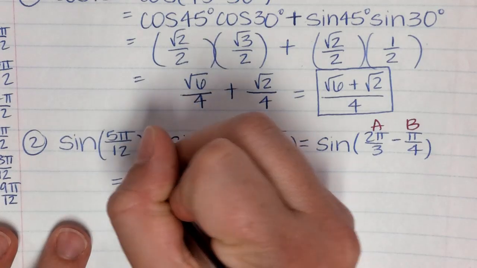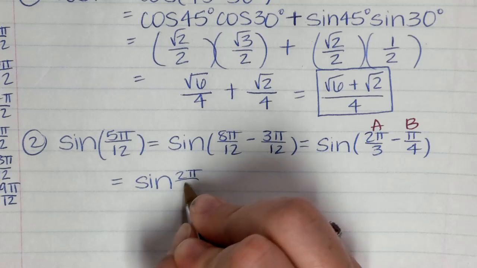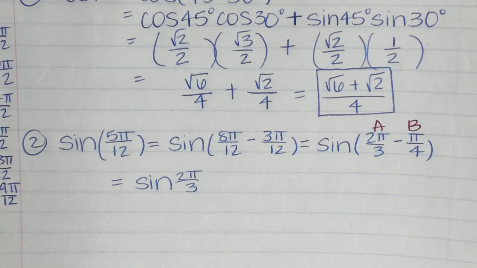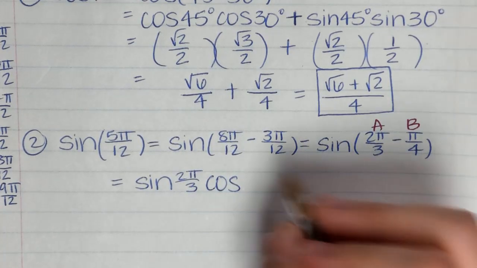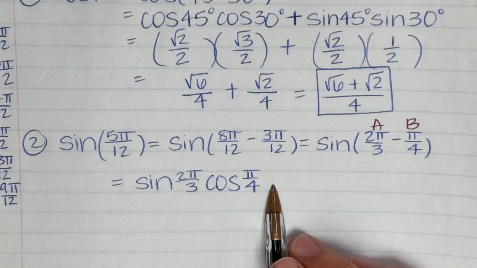All right, so it's going to be sine A, sine of 2 pi over 3, cosine of B, which is pi over 4. And then is this going to be plus or minus?